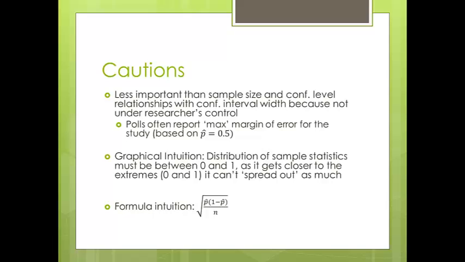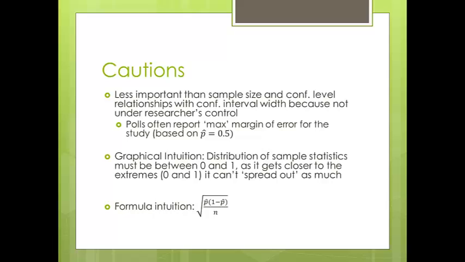Now, this relationship between sample proportion and margin of error is one of the less important ones, mainly because it's not under the researcher's control. Oftentimes, polls actually only report the maximum margin of error for the whole study. So if you see a Gallup poll or something like that where they ask a whole series of questions where there's all kinds of different sample proportions and thus actually lots of different margins of error, they might just report the maximum margin of error for the entire survey and say something like, well, the margin of error was 3%, which really means that the maximum margin of error you're going to see here is 3%, and for some sample proportions it may be smaller than that.